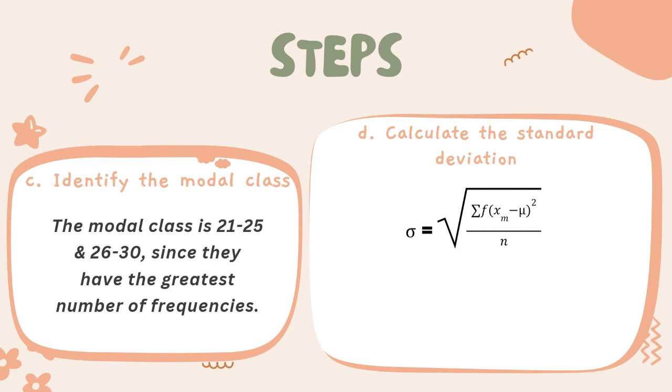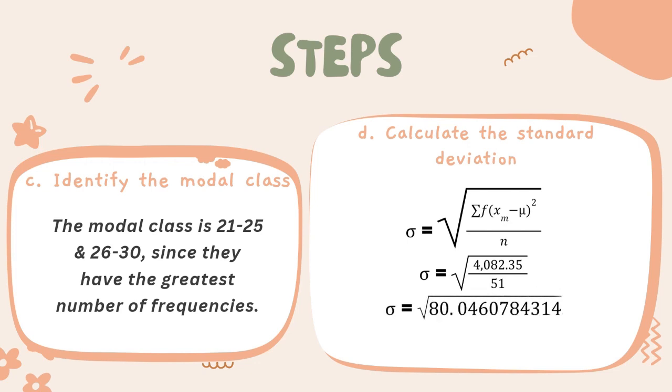Using the formula below, we must first substitute the values in it, then compute. 4082.35 divided by 51 is equal to 80.460 and so on. Square rooted is 8.9468, which means our standard deviation is 8.9468.